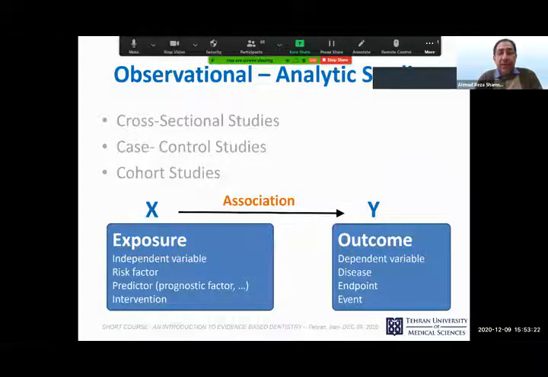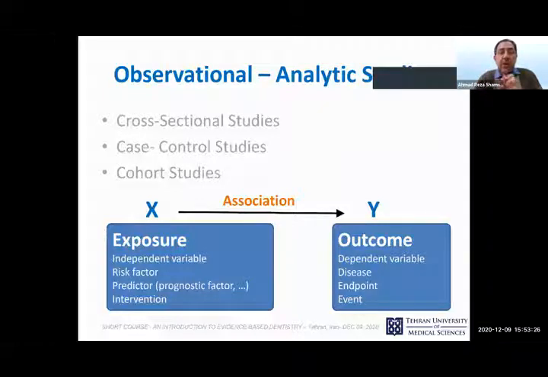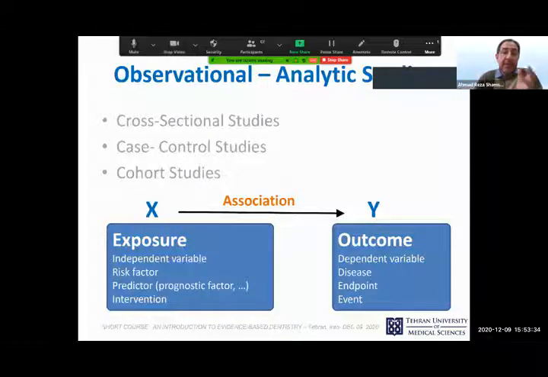There are different nomenclatures of these two variables. Here, X affects Y, and Y is affected by X. And in an analytic study, we investigate their relationship under a study hypothesis.